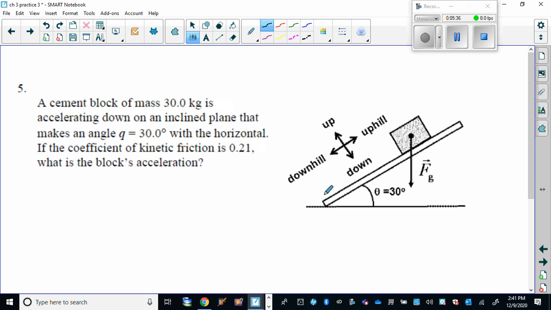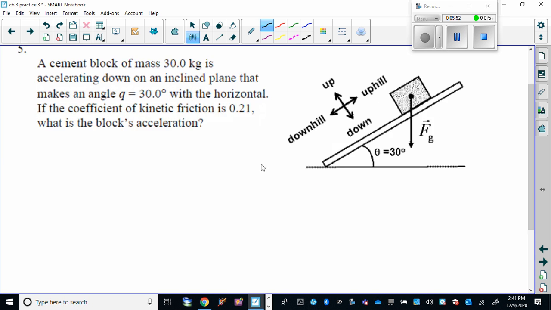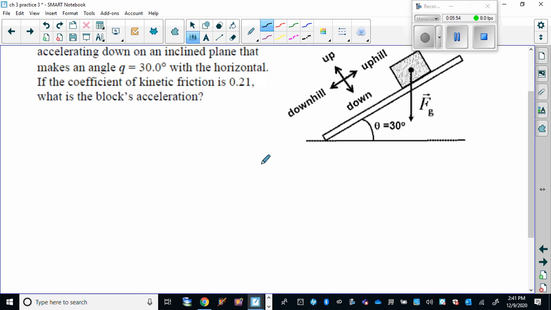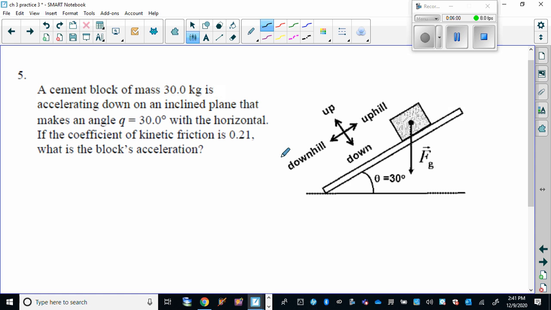Number 5, a cement block of mass 30 kilograms is accelerating down an inclined plane that makes an angle of 30 degrees with the horizontal. The coefficient of friction is 2.1. What is the block's acceleration? Okay, so what do we got here? Let's draw a free body diagram. Let's just add it to the one that's already there.